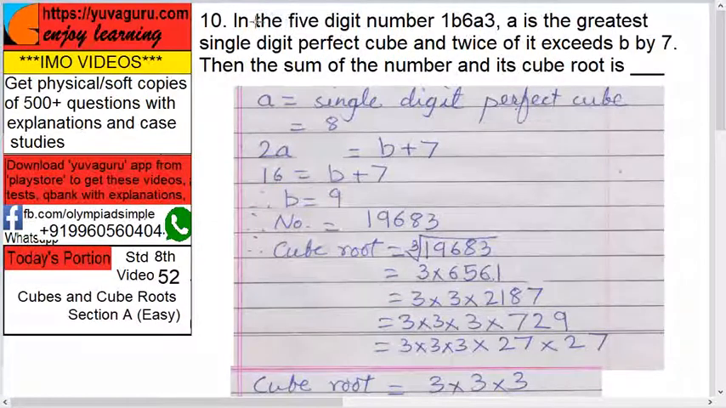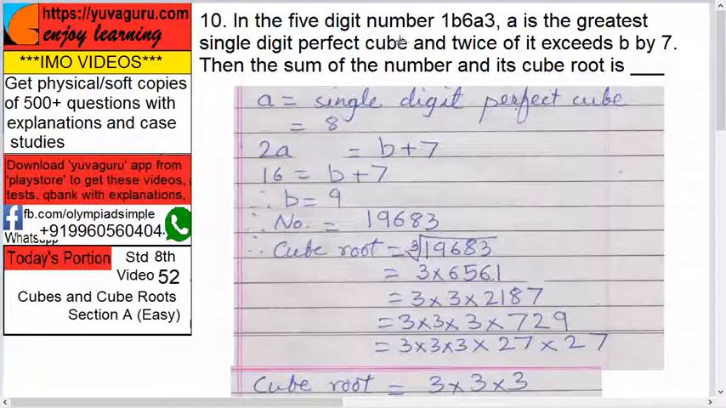Next, in the 5-digit number, now the number is 1b6a3. This is a 5-digit number. A is the greatest single digit perfect cube, okay, and twice of it exceeds b by 7, okay. Then the sum of the number and its cube root is. Now let's first find a and b. A is what? Biggest single digit perfect cube.